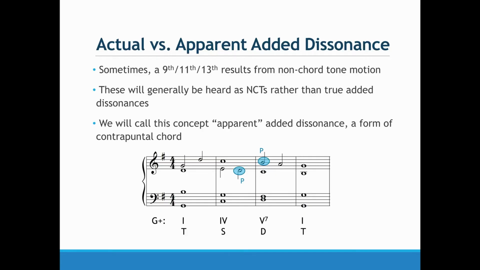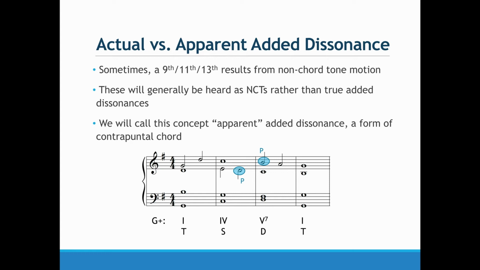Lastly, I often notice this phenomenon when I teach this concept, where students, now that they know that 9ths, 11ths, and 13ths exist, start to spot them everywhere. But it turns out that sometimes a 9th, 11th, or 13th actually results from non-chord tone motion. In other words, it's there because it's a passing tone, or a neighbor note, or a suspension. When this happens, we're generally going to hear these things as non-chord tones rather than true added dissonances. But it can be useful to note that they're there in some cases, just because they can prepare chords in different ways, and they can also give us more possibilities for introducing dissonances much more smoothly.